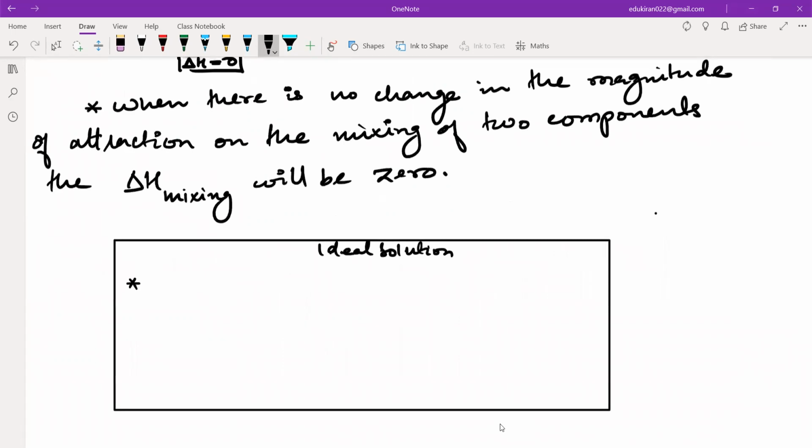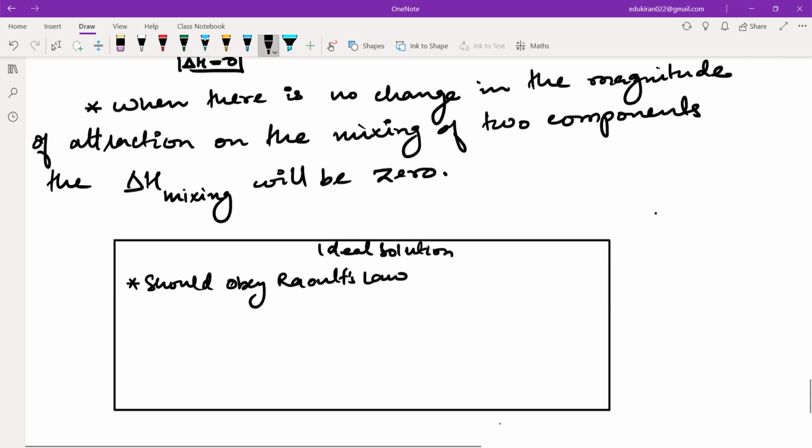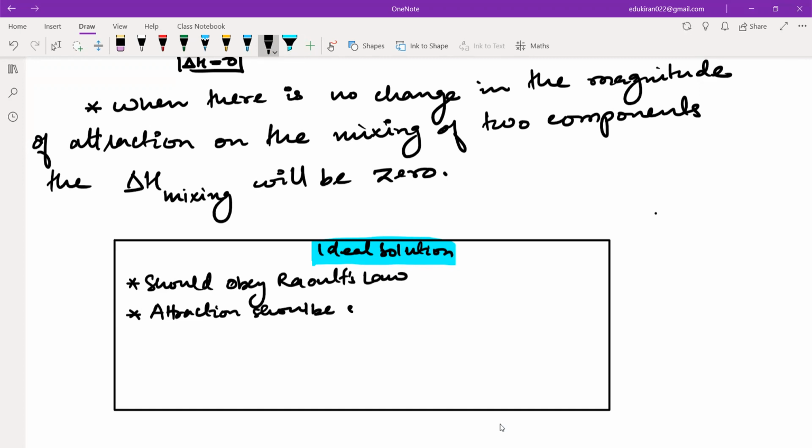One thing that you should never forget is it should obey Raoult's law. Okay, should obey Raoult's law. And this is important because Raoult's law has an experimental basis, है ना, उसी से आप detect कर सकते हैं. And ideal solution के अगर हम theoretical level में जाएं, then I will say that the force of attraction should be same on mixing. Okay, I've shortened it. Attraction of the components should be same on mixing. ये लिखना चाहिए, but it is attraction should be same on mixing.